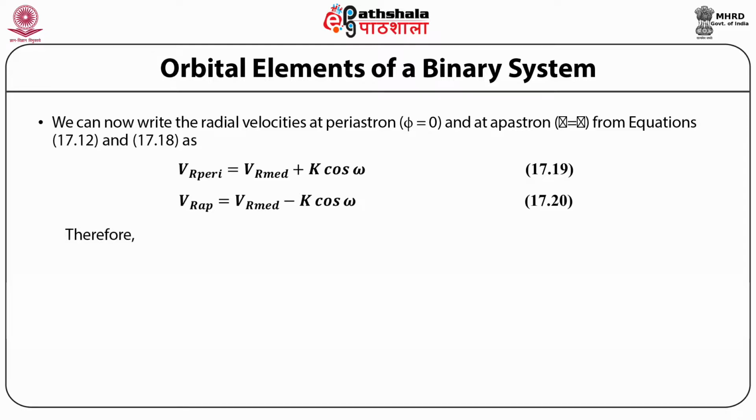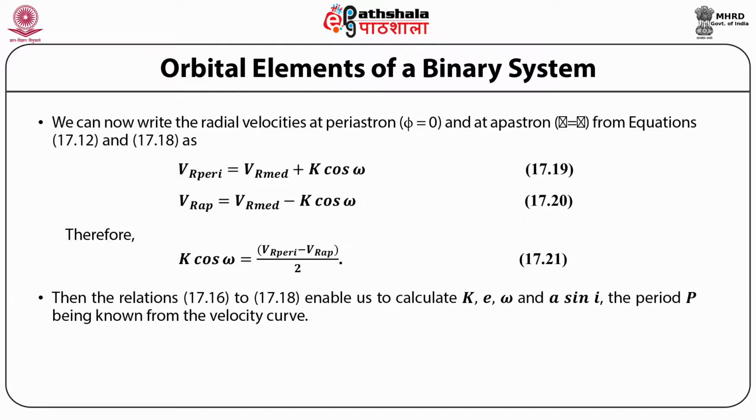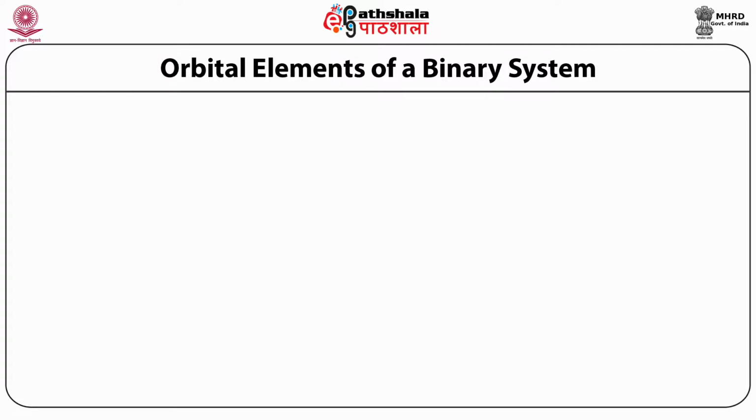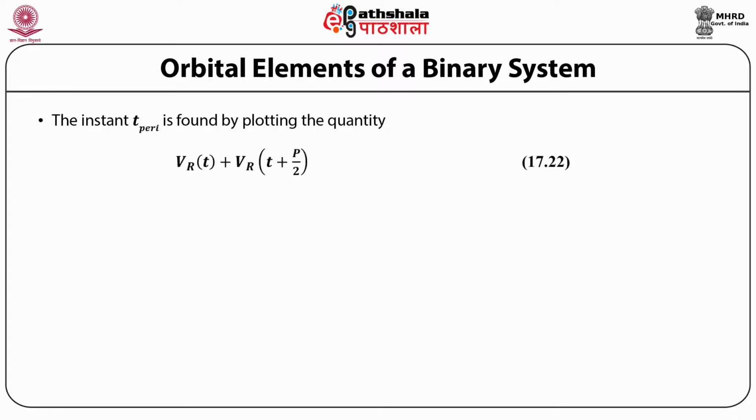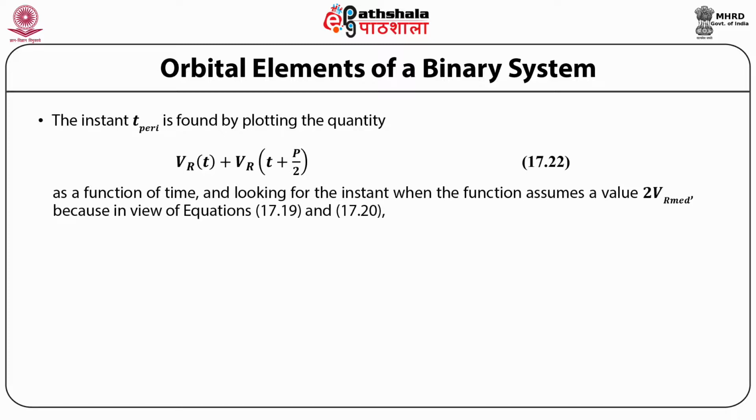So now if we know the instants when the star is at periastron and apastron, then this equation determines k cos omega. So from these equations we can calculate k, e, omega and a sin i, and p being the period of the velocity curve. The instant t peri is found by plotting the quantity Vr as a function of t plus Vr as a function of t plus p by 2, and looking for the instant when the function assumes a value 2 Vr median.